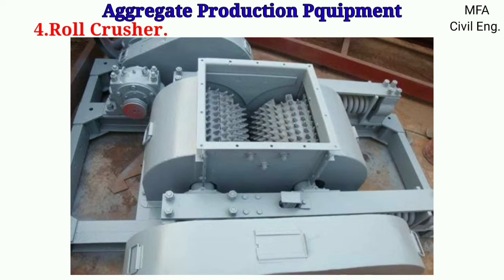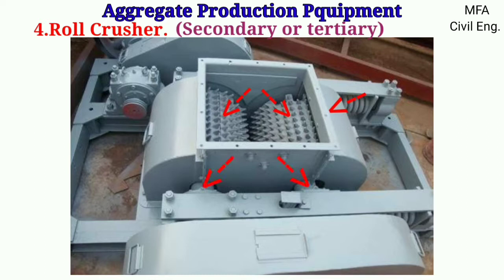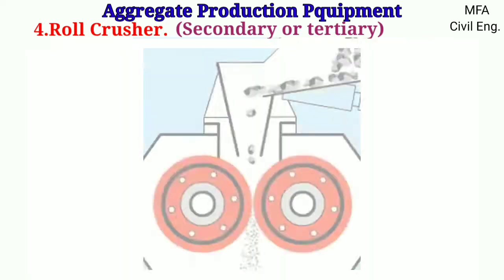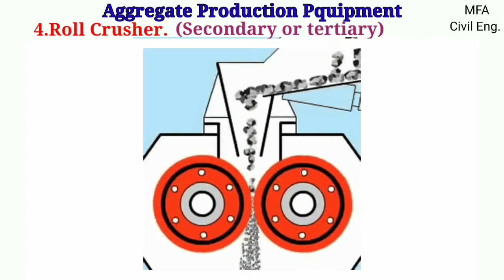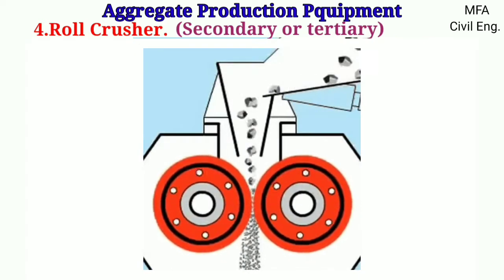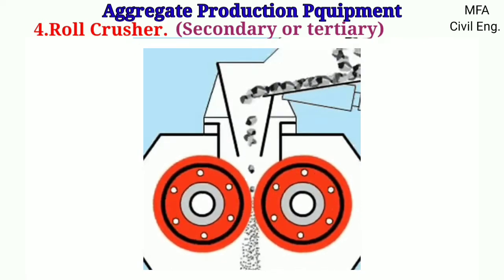Roll crushers are also secondary or tertiary crushers. These crushers consist of a heavy cast iron frame equipped with two counter-rotating rollers mounted on separate horizontal shafts. The crushed rock from the primary crusher is fed through the gap between the two rollers for further crushing.